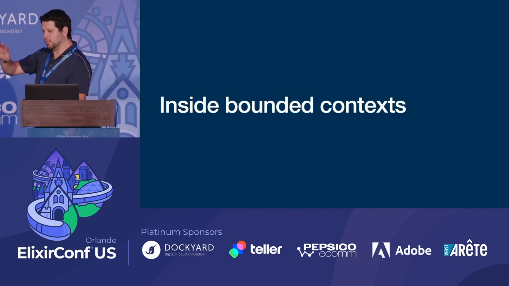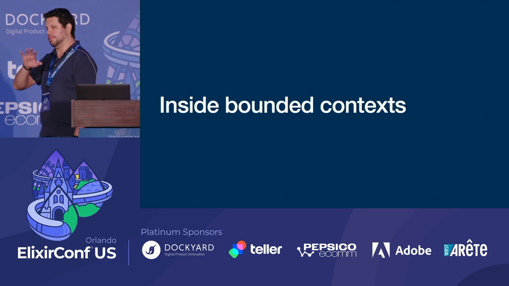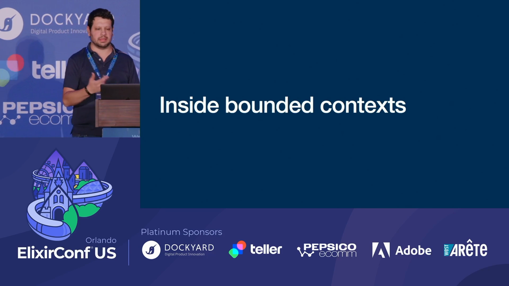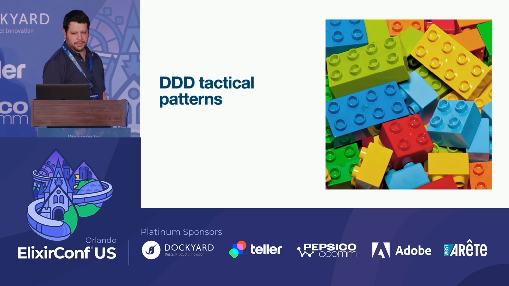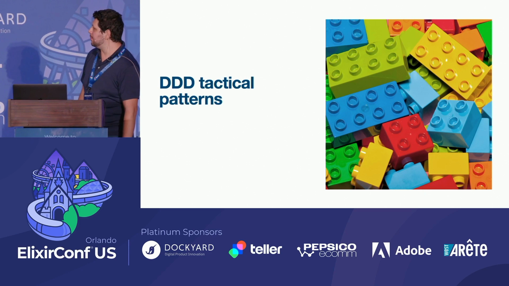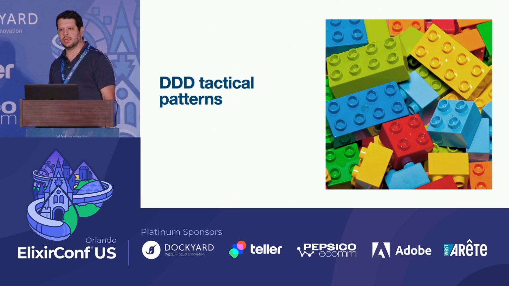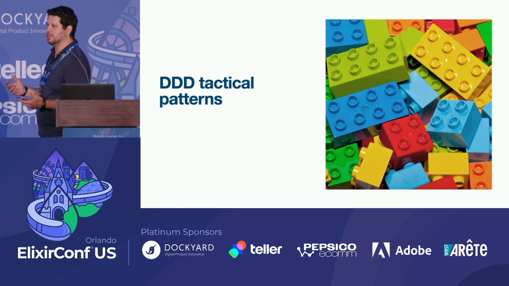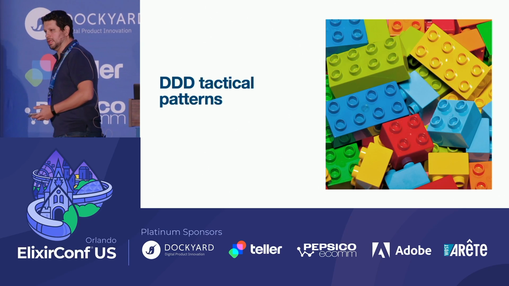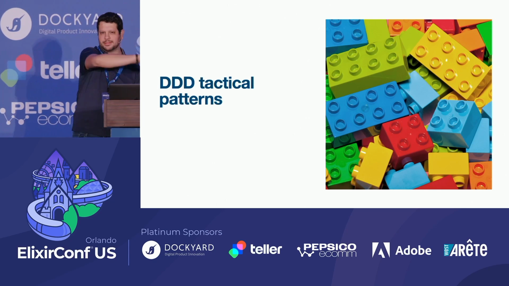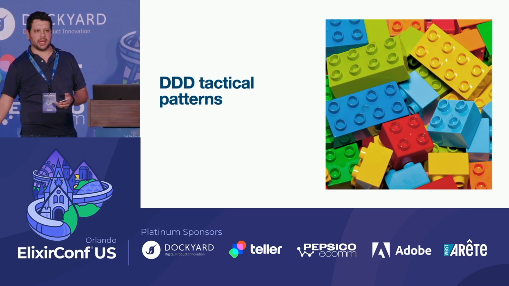So that's defining bounded contexts and maybe a little bit of the interface. But what about inside the bounded context? What can DDD tell us about that? At this point, we want to step into DDD tactical patterns. Everything we've talked about so far falls under the strategic design umbrella of DDD. So if you're ever looking up terms, that's strategic design. Tactical patterns is a different thing.